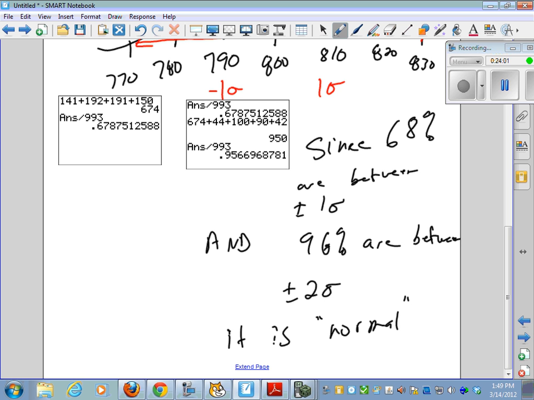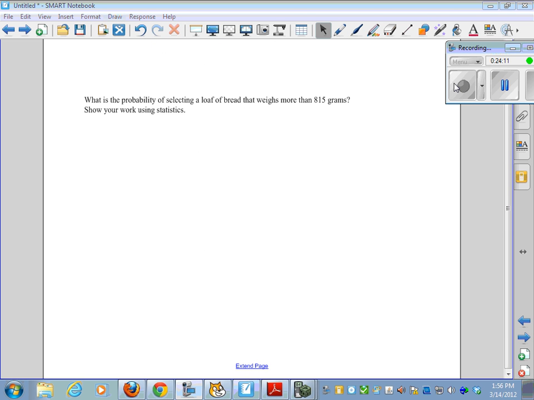You should be able to do part B at the bottom now. I'm thinking you can do part B. It shouldn't take you more than about 90 seconds to do part B. Okay, so what is the probability of selecting a loaf of bread that weighs more than 815 grams? What are the steps? Steve? Yeah, thanks. Yeah, 815 grams.